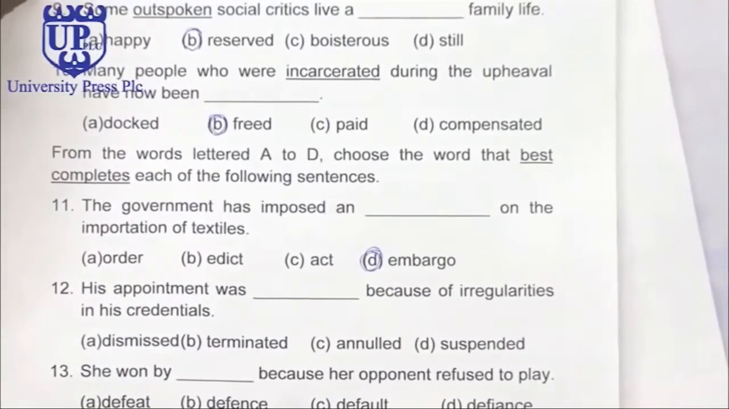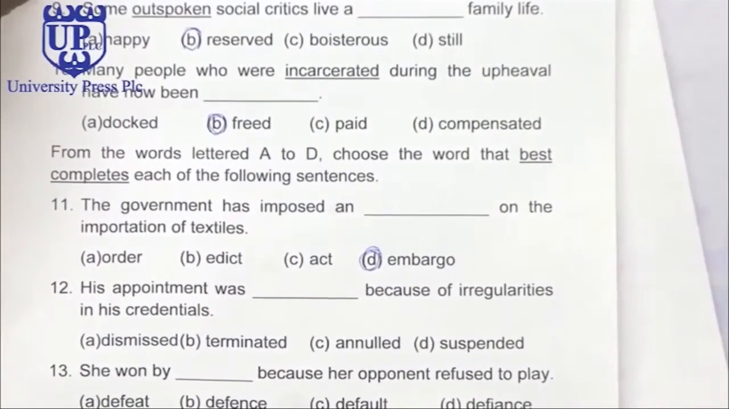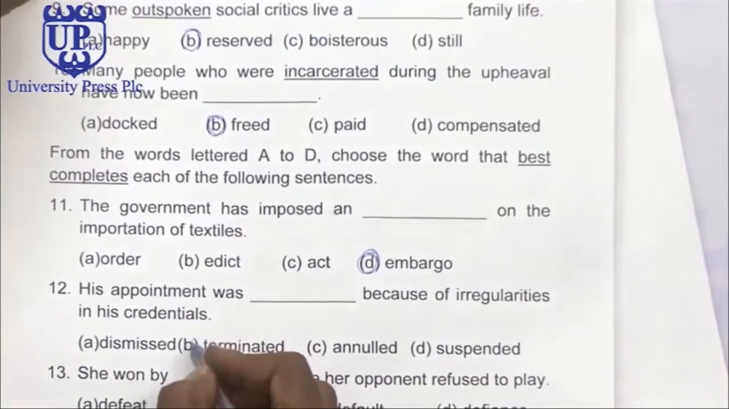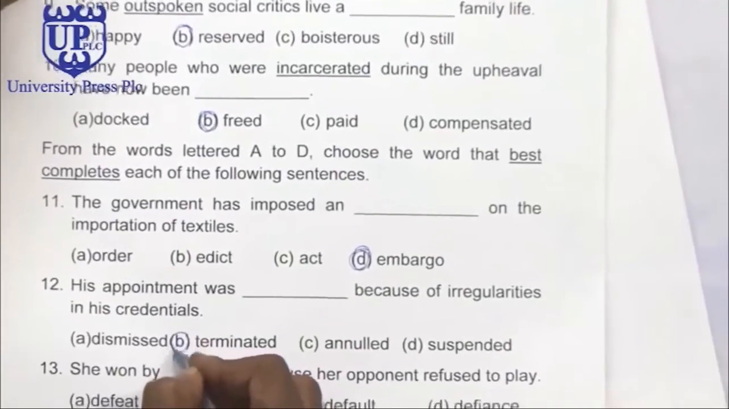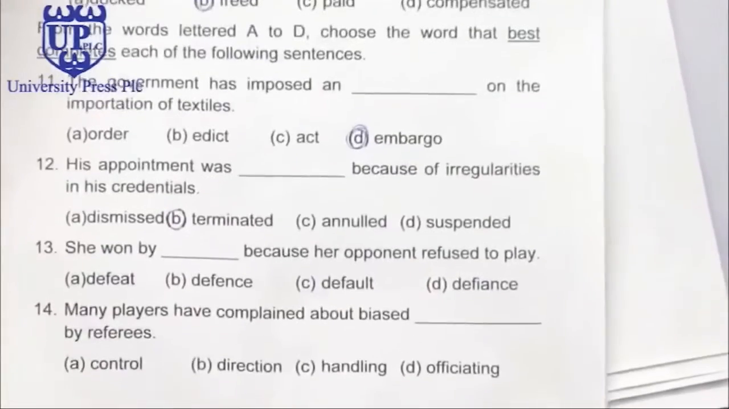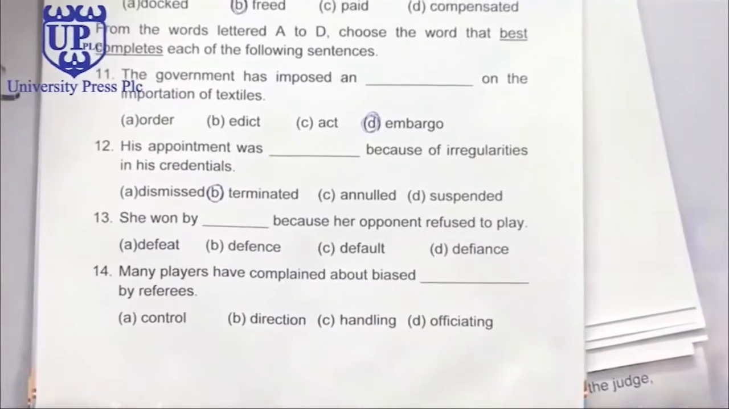Number 12, his appointment was dash because of irregularities in his credentials. Was he dismissed? It cannot be dismissed. But we have terminated. His appointment was terminated because of irregularities in his credentials.